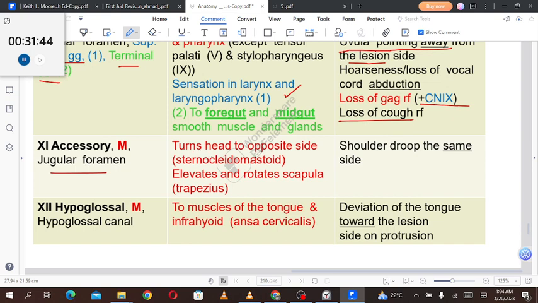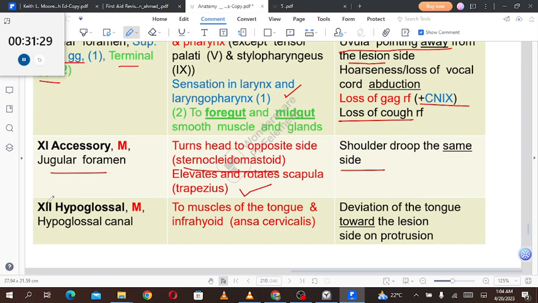It turns the head to the opposite side due to the innervation of the sternocleidomastoid muscle, and elevates and rotates the scapula, that is the function of the trapezius muscle. Shoulder droop on the same side. So if there is damage to the accessory cranial nerve, the ipsilateral shoulder will be drooped.